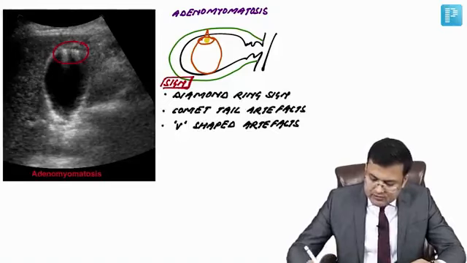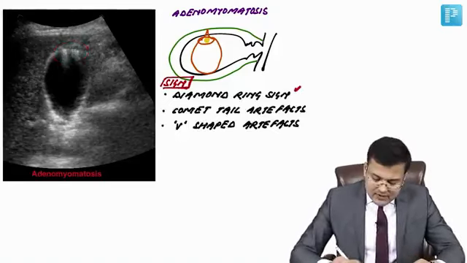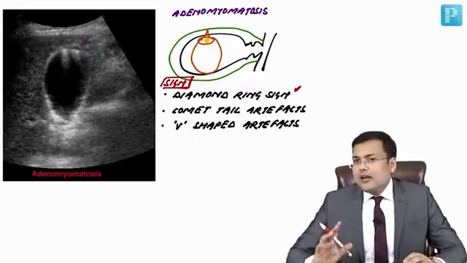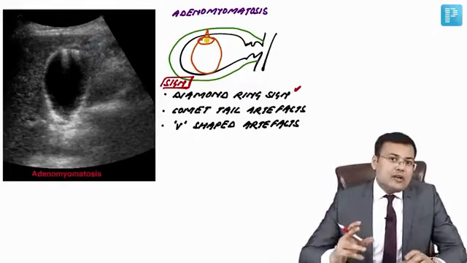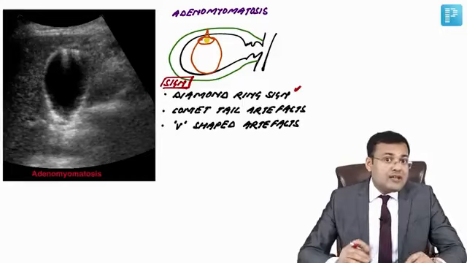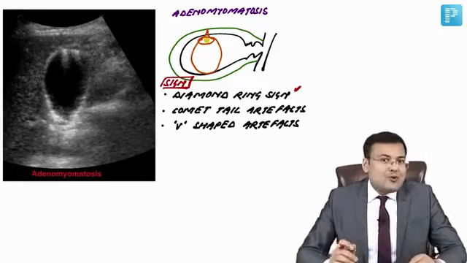It was an image-based question. This is diamond ring sign, comet tail artifacts or V-shaped artifacts. So what is the treatment? If the patient is having gallstone and patient is having symptoms because of gallstone, that is symptomatic gallstones. So in such patients, we perform lap cholecystectomy.